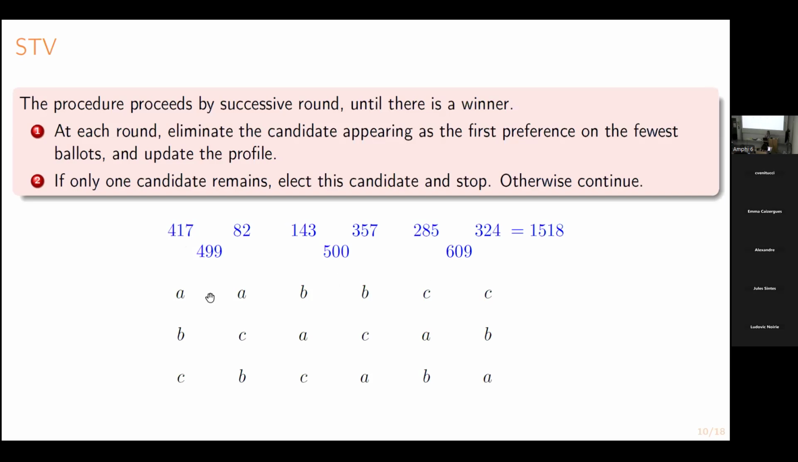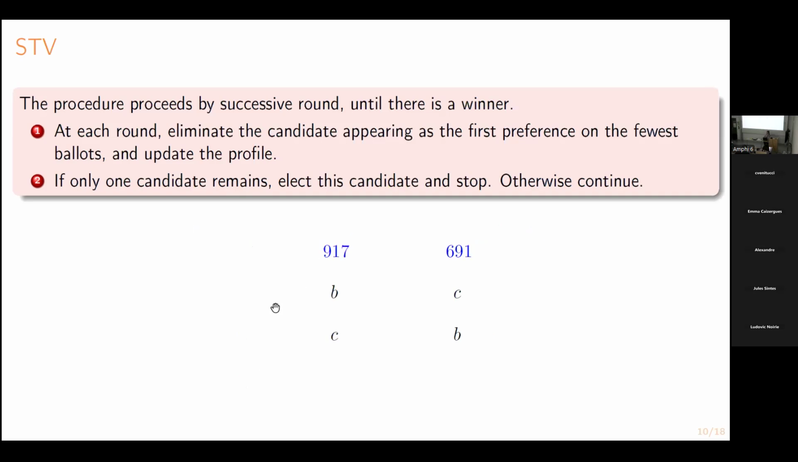So here the weakest candidate is A, because it's the candidate that has the fewest top votes. So we remove A, and now all these people are associated to the ranking B is preferred to C, and all these people are associated to the ranking C is preferred to B. When you update, it gives this. And now B is the winner because it's the candidate that has the most votes. So C is eliminated.